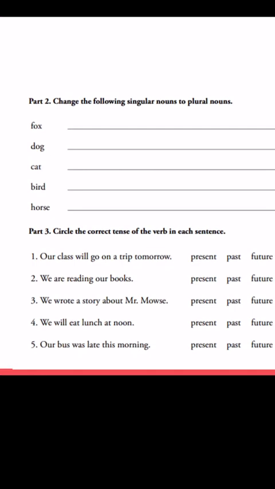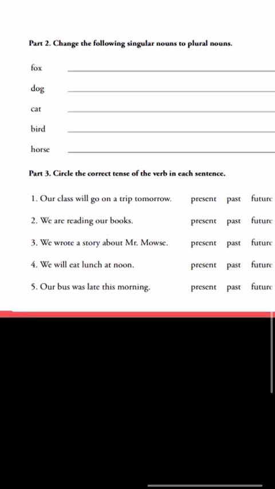You're going to change the singular nouns to plural nouns, okay? So fox, for example, how would you change fox to make it plural, more than one? Okay, foxes. You add an ES, right? Not just an S. You add an ES. Do you know why? Because there is an X. Anytime you have an X at the end of a word, you write the ES.